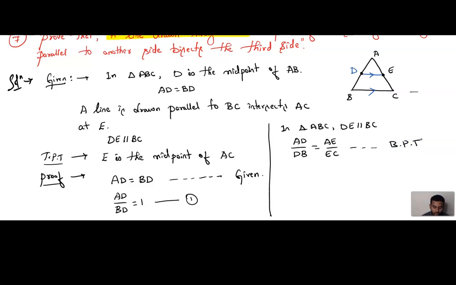Now already we have shown in equation 1, what is AD by BD? Now in place of AD by BD, shall I put 1? Now 1 is equal to AE by EC. Shall we cross multiply now? Now what happens? AE is equal to EC, since EC into 1 is EC, right? AE is equal to EC. This is from equation 1.